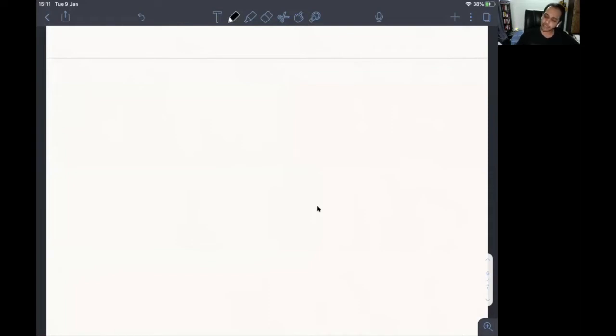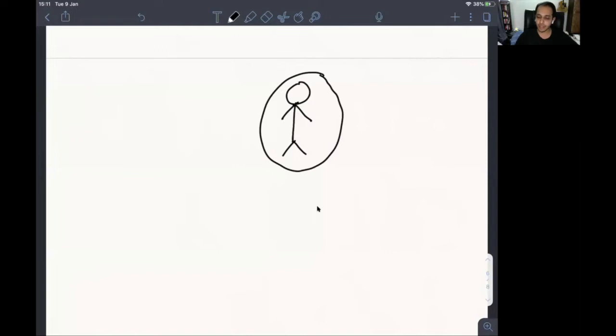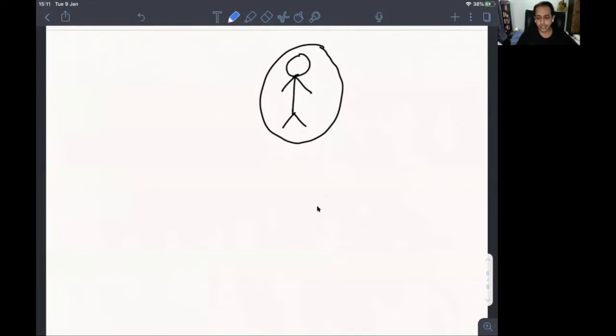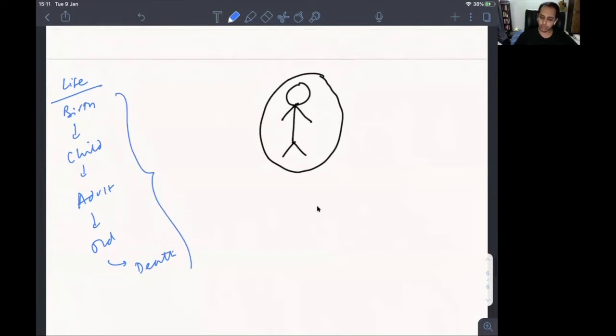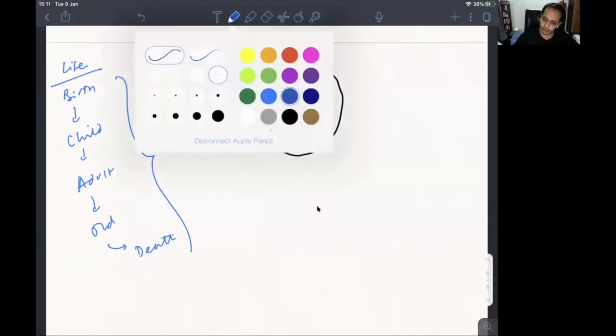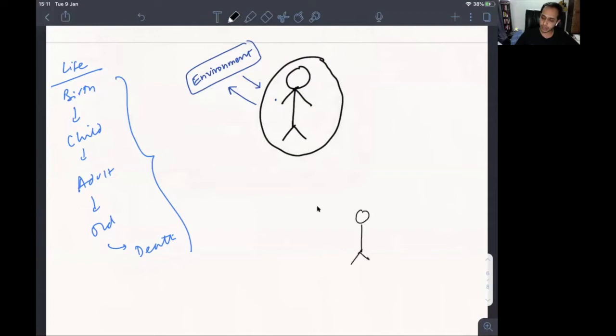So let's just have a look at ourselves for a second. Now imagine that this is you. Now, right from your birth, your entire life, basically, right from your birth to your childhood, to your adulthood, old age, death, all throughout your life basically consists of you and the environment, and some form of interaction between the two, right? So how does the body and the environment interact with each other?